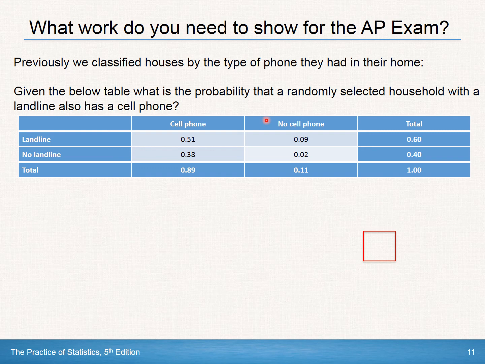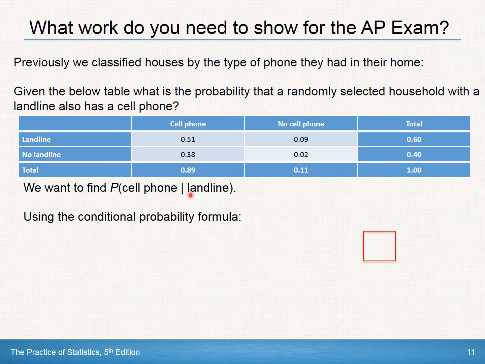See if you can write out the probability statement. Okay, so here's the question. Did you get the conditional probability statement correct? We want to find the probability that you have a cell phone given that you have a landline. This is the tricky part. If you read this again, given the below table, what is the probability that a randomly selected household with a landline also has a cell phone? What we already know is that it has a landline. That's your given. So we want to find the probability that you have a cell phone given that you have a landline.